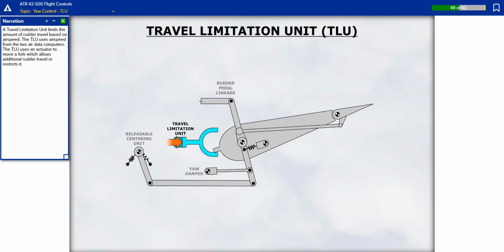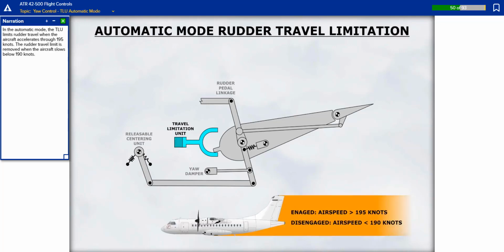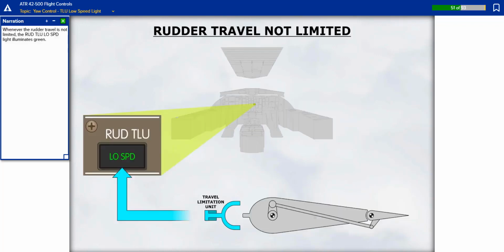A travel limitation unit limits the amount of rudder travel based on airspeed. The TLU uses airspeed from the two air data computers. The TLU uses an actuator to move a fork which allows additional rudder travel or restricts it. In the automatic mode, the TLU limits rudder travel when the aircraft accelerates through 195 knots. The rudder travel limit is removed when the aircraft slows below 190 knots. Whenever the rudder travel is not limited, the rudder TLU low speed light illuminates green.